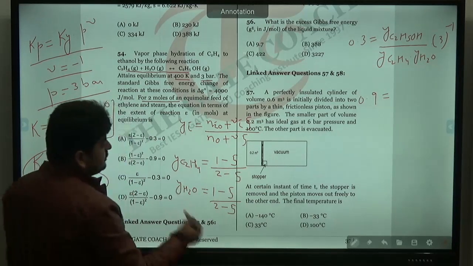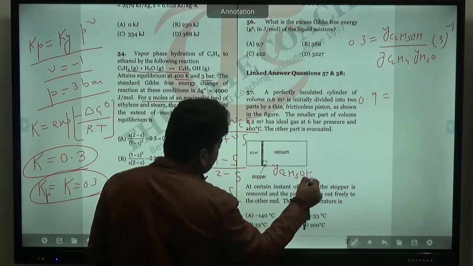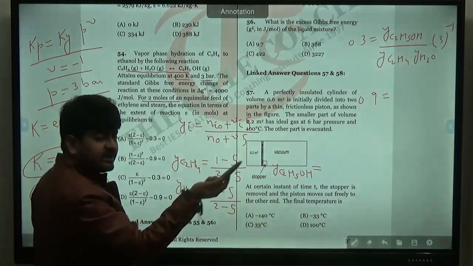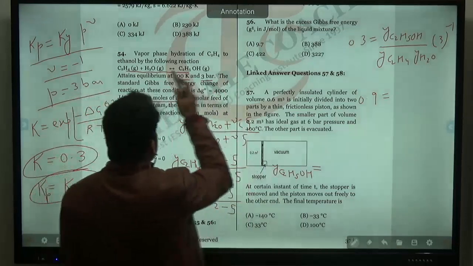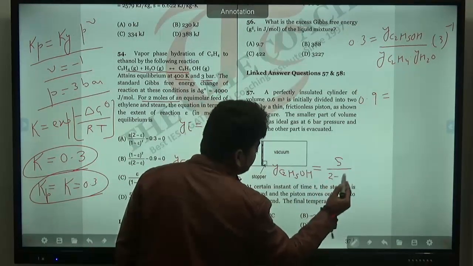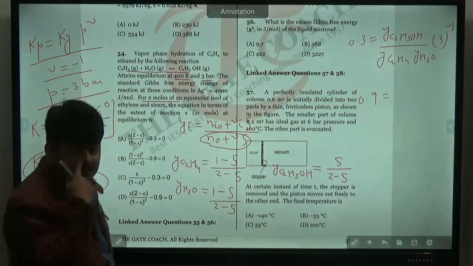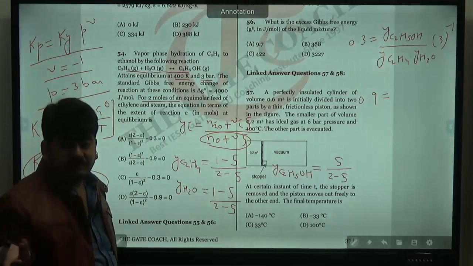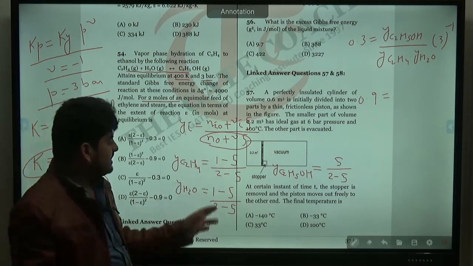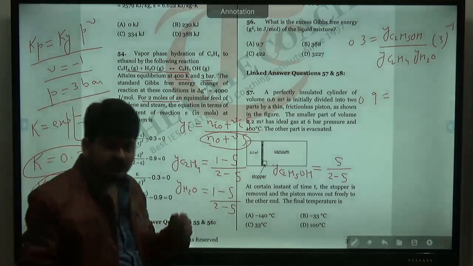And Y of C2H5OH. Initial moles of C2H5OH is not given, so we will consider that as 0. Stoichiometric coefficient of C2H5OH is 1, so it will be zeta upon 2 minus zeta, because if you remember, the denominator part represents the final total moles of the reaction mixture, and obviously the final total moles has to be the same for all the components, so we don't need to calculate the denominator term each and every time. We can use the same value always.